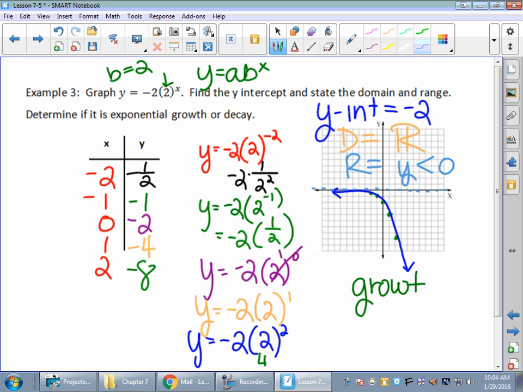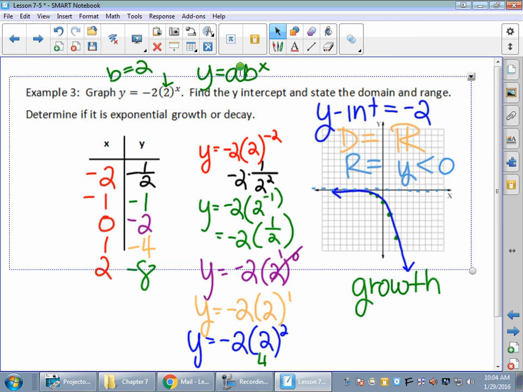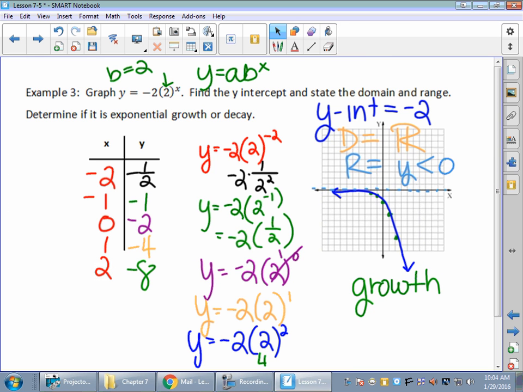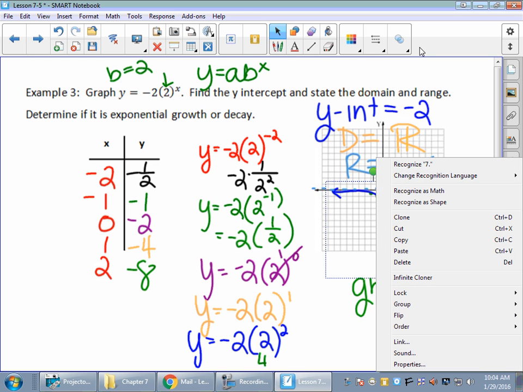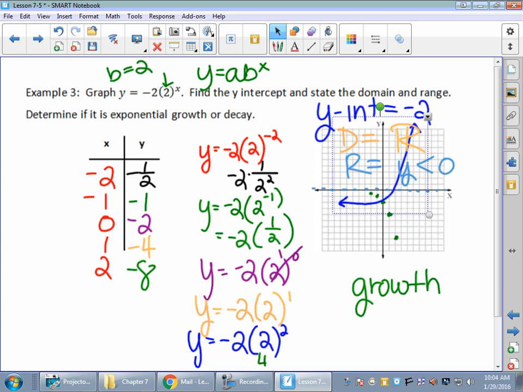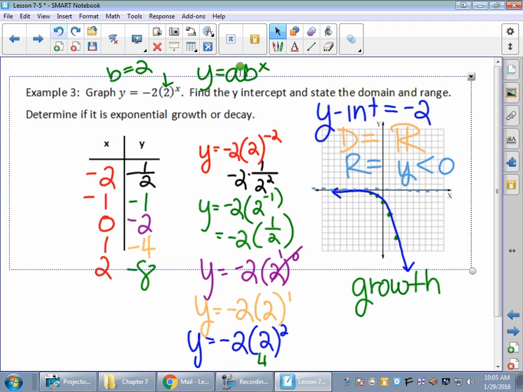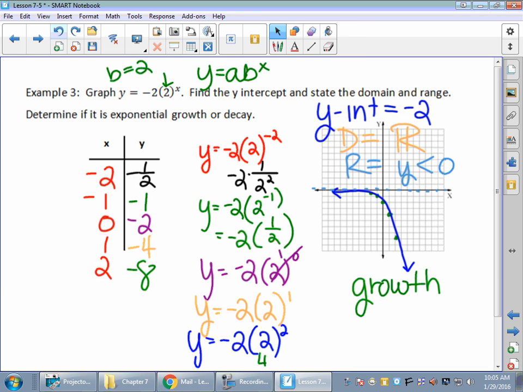The reason that it looks crazy like that is because of that negative 2 for the a. It got flipped over the x-axis. So it actually is exponential growth, just on the opposite side of that. Let's see if I can flip this. So really, we've got that, but it got flipped over because of the negative 2 for that a value. So if we look at it that way, it would be growth, only we flipped it over. So look at the b value. That's the best way to make sure you know that it's exponential growth or decay.